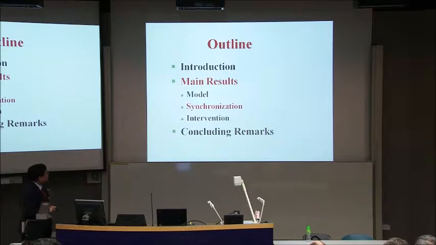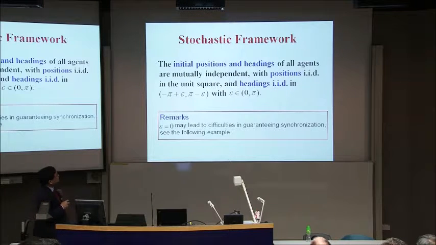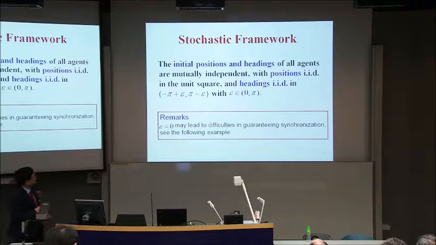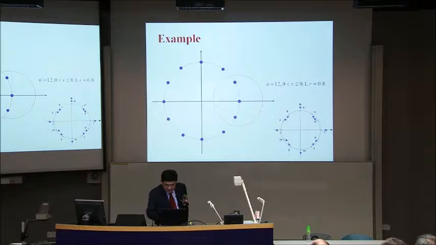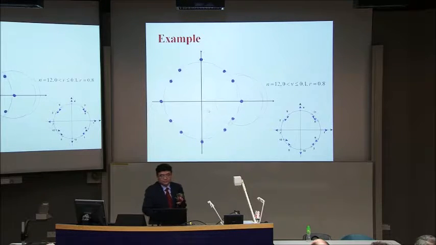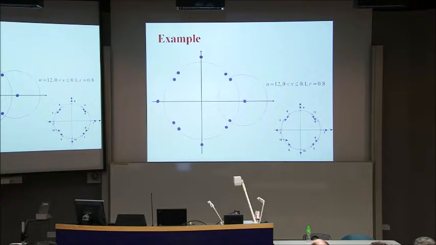Okay, now let's have some results about synchronization. So we will introduce a framework, actually not introduced by us. It's originally used in the Vicsek paper. The initial positions and headings of all agents are mutually independent. The initial positions are i.i.d. in the unit square and the headings i.i.d. in this interval. And here is an example showing that in some cases, even if you have connectivity, there is no guarantee that you will have synchronization.